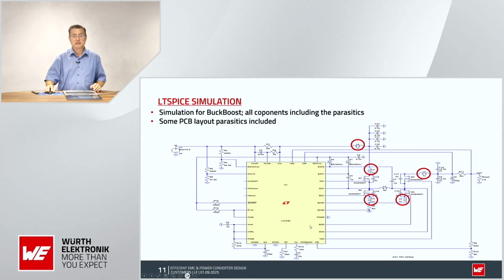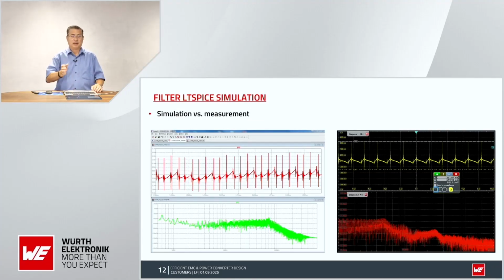Even PCB tracks: if you include the PCB tracks in the crucial areas like here the switching nodes, if you put that 1 nanohenry per millimeter PCB track, you will have a more accurate simulation. And if you look at the screen, on the left-hand side you will see the simulation, and on the right side you see the measurement of the scope. You can see that both are very close to each other, so the simulation is very accurate because you include all the parasitics.